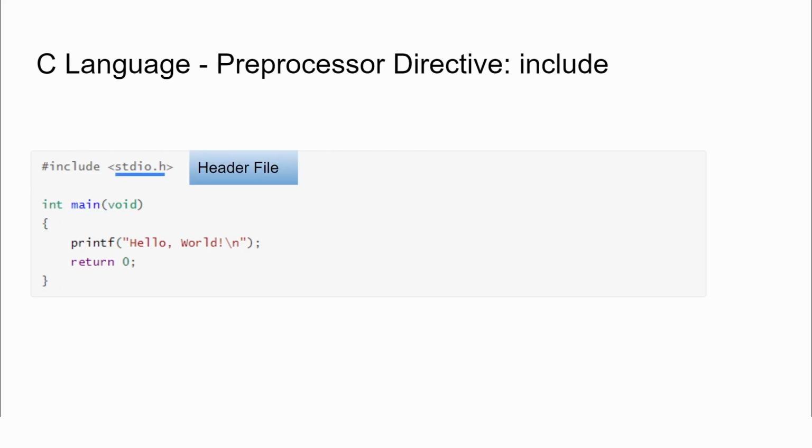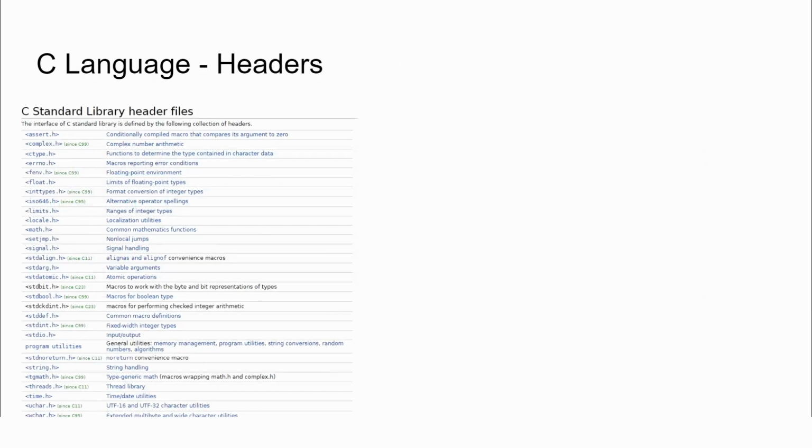So this include statement, inside of those angled brackets, this is kind of like a parameter. So in this case, that is standard IO. It's from the C standard library. So from the CPP reference, I have a list of the C standard library header files.